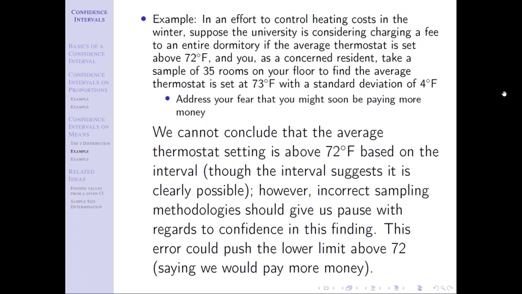But I also want to make sure we know incorrect sampling methodologies should give us a little bit of pause, right? Maybe if we sampled better, maybe the interval would look a little different, and maybe that lower limit would go above 72, and maybe that would change my decision. And that's the issue with bad sampling, is that it could affect our results. Our results here, I would say I cannot conclude I'm going to pay more money, but maybe with better sampling, maybe that would tell me I would be paying more money, right?